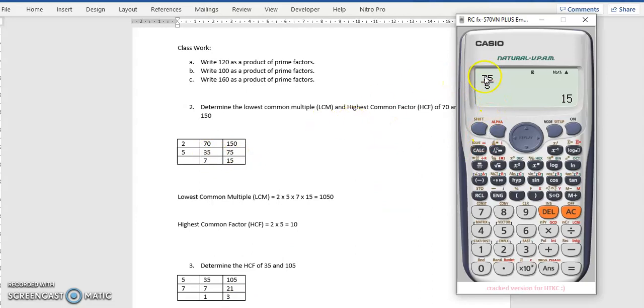So 75 divided by 5. Let me move the cursor and change this 75 to 35. 7. So it means 5 can divide 75 without a remainder. 15. 35 can also divide 5. Sorry, 5 can divide 35 to give you what? 7. Alright, so 5 is a factor.